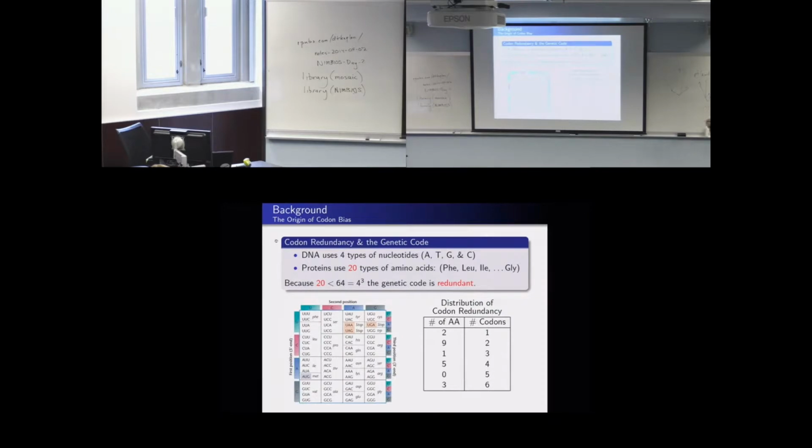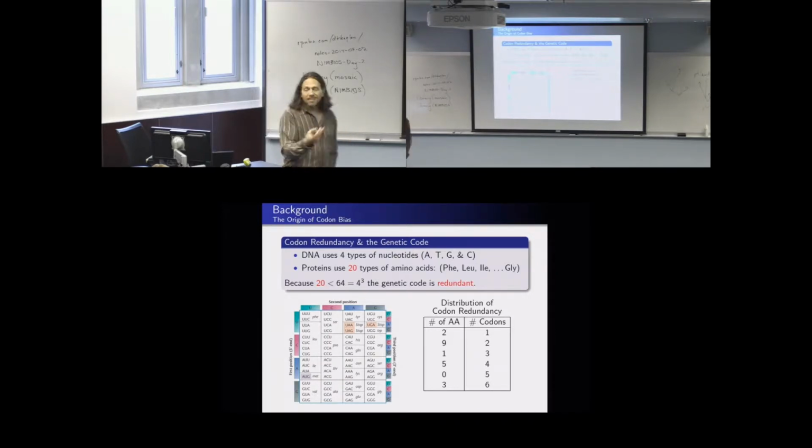Okay, so just to give you a little background on where our models are coming from, for those who haven't taken a genetics course in a while. Remember DNA, we've got 4 letters in the DNA alphabet, A, T, G, and C. Proteins use essentially 20 canonical amino acids, okay? And there's also a stop signal.